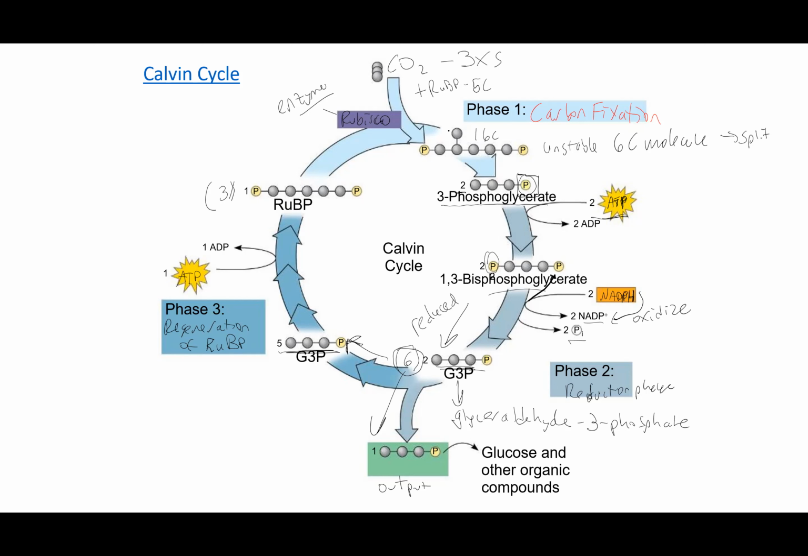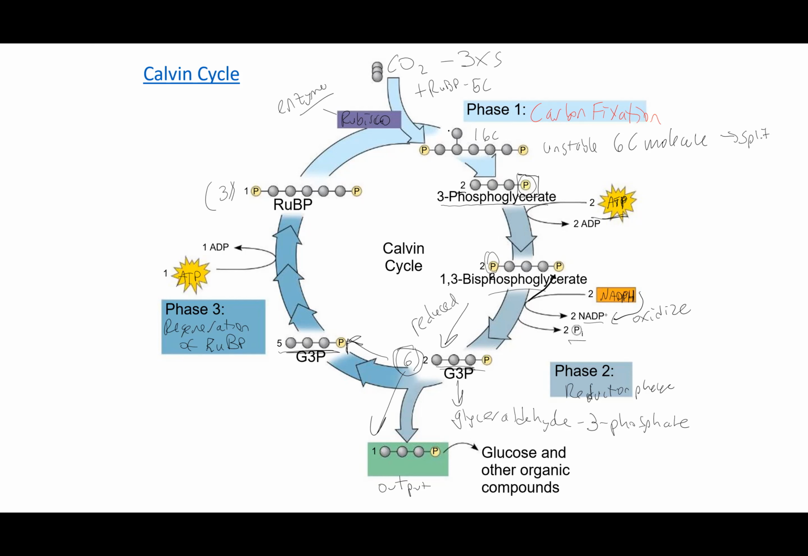So on your yellow chart, for the Calvin cycle, where is this happening? Where in the cell does this happen? It's happening in the stroma. So that's the area inside the inner membrane, but outside the thylakoids.